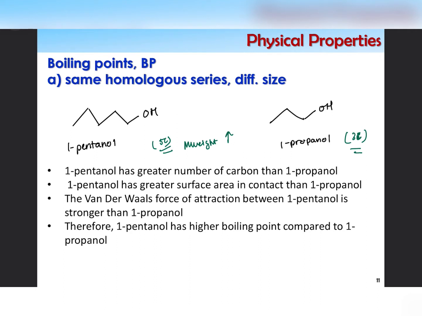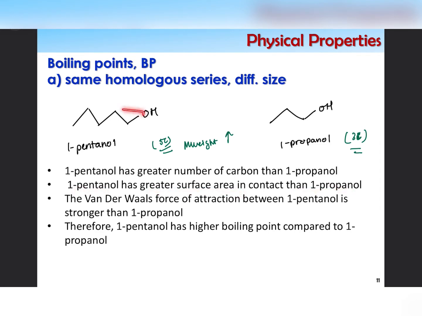Okay, so now kita tengok compare 1 pentanol dengan 1 propanol. So, 1 pentanol ada 5 carbon and 1 propanol ada 3 carbon. So, you can see that 1 pentanol has greater number of carbon compared to 1 propanol. Okay, kita tengok molecular weight. Kalau kita nak tengok, kita tengok daripada segi bilangan carbon. Okay. And that is why 1 pentanol will have greater surface area in contact compared to 1 propanol.